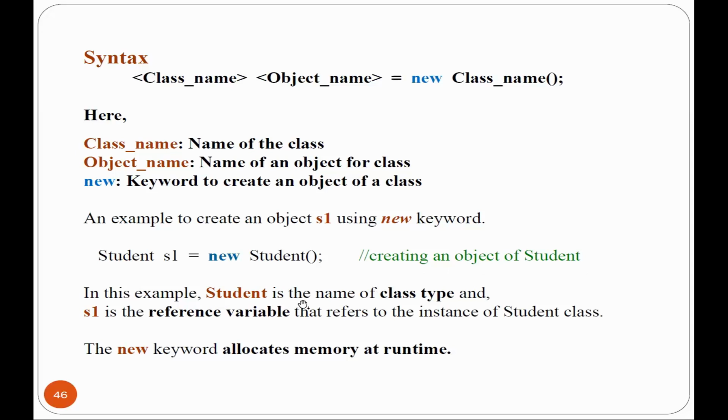In this example, student is the name of the class type and S1 is the reference variable that refers to the instance of the student class. The new keyword allocates memory at runtime. So you should remember this point. This is a very important point. The new keyword allocates memory at runtime.